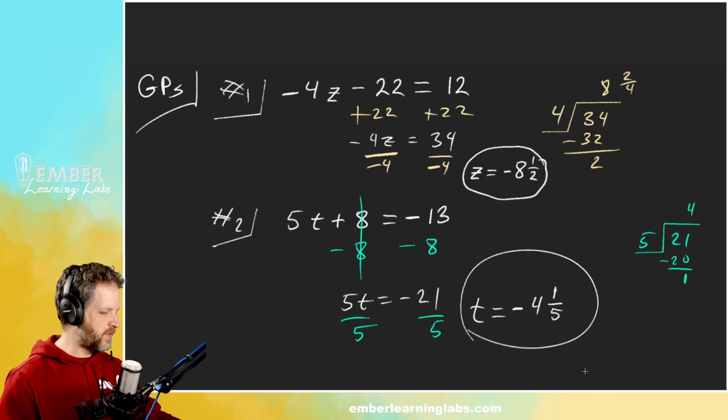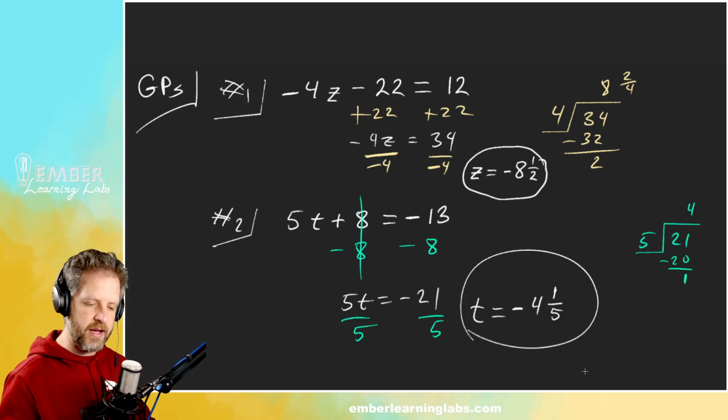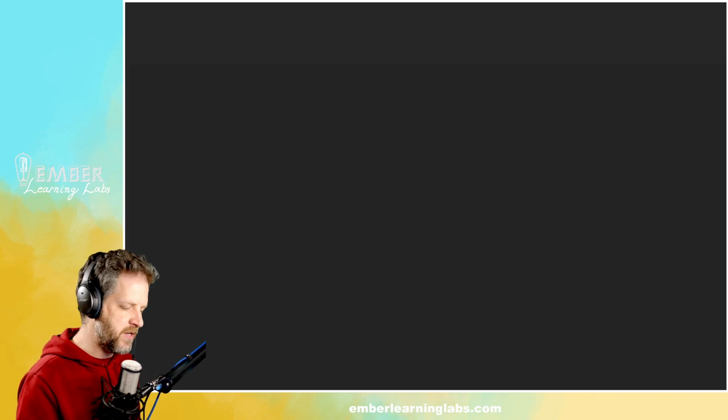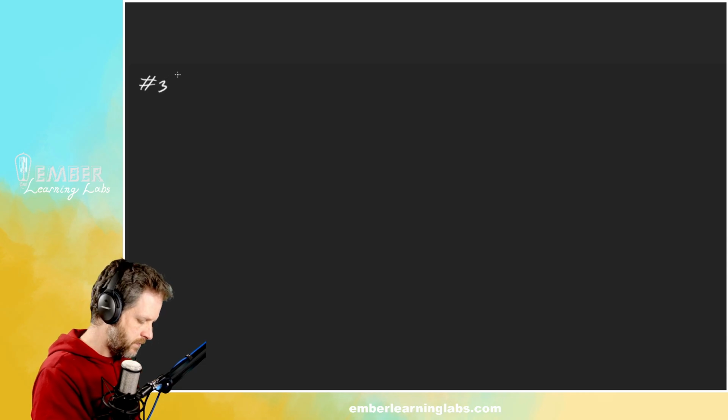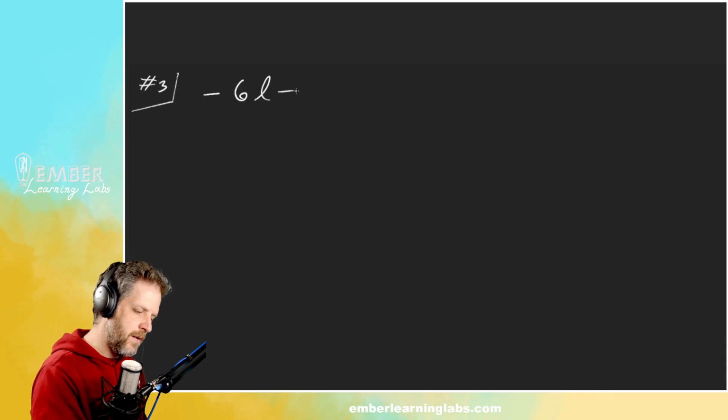Let's do another GP like that. Another two of them. They're a lot like that one. We may end up doing a whole bunch of GPs probably like we did the other day. Number 3. Let's do negative 6L minus 5 equals 15.